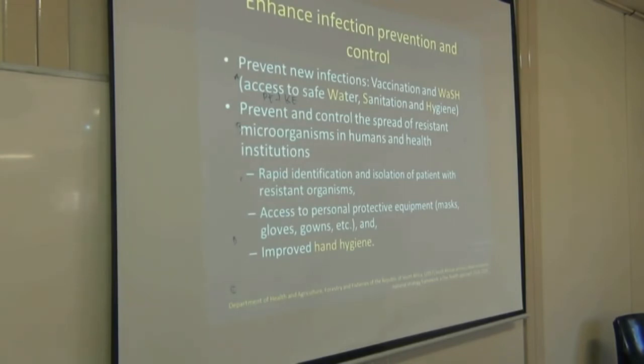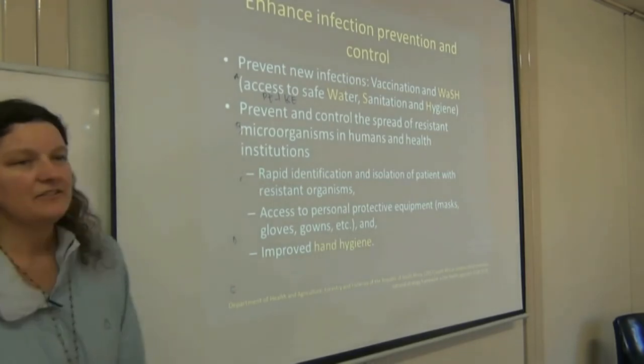To enhance infection prevention and control, we need to prevent new infections. How do we do that? Through making sure that people's vaccinations are updated. What type of vaccination is important, especially for elderly and immunocompromised patients every year? Yes, the flu vaccine. Well done. Water, sanitation and hygiene are also important.